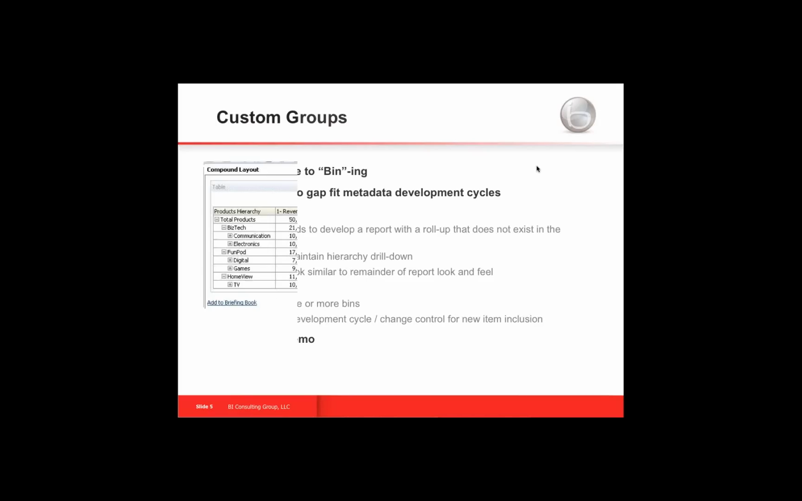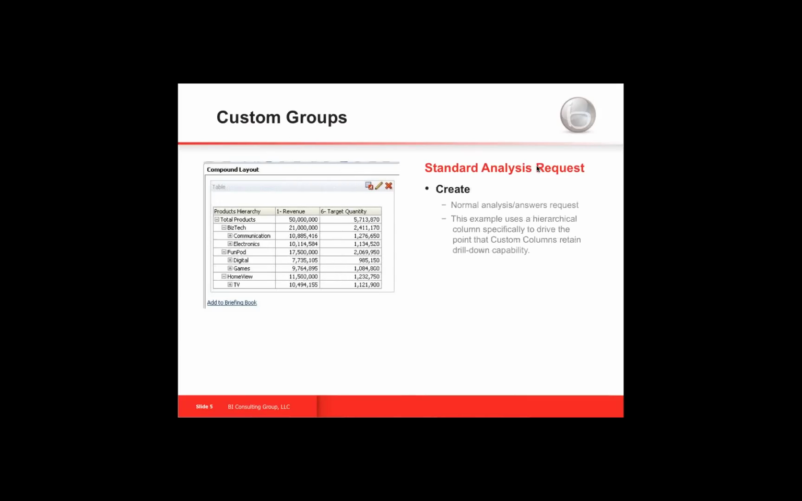All right, so let's say we just develop a real quick and dirty analysis, or as it was known in 10G, an answers request. As you can see from the screenshot, I'm leveraging the new hierarchical column here, which provides that very intuitive drill down capability. And this hierarchical column is called products hierarchy. And then, of course, I threw in a couple of facts there. And we can see that we have a nice drill down functionality within the products hierarchy column.